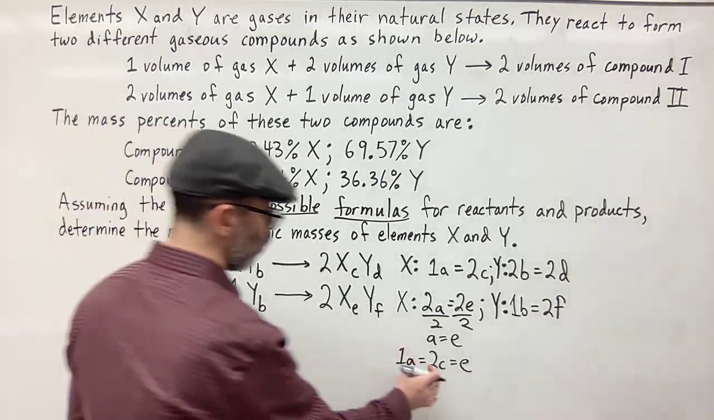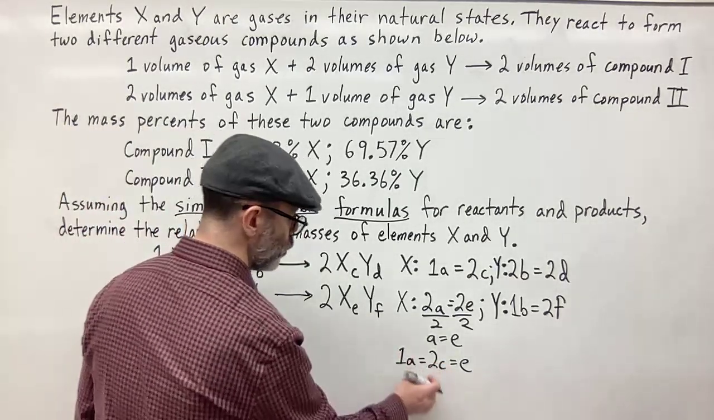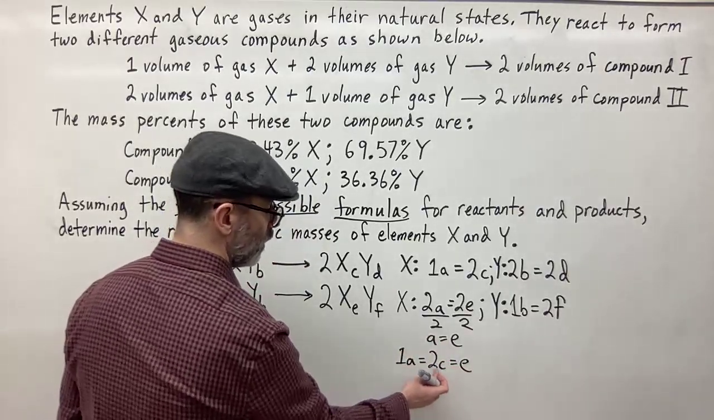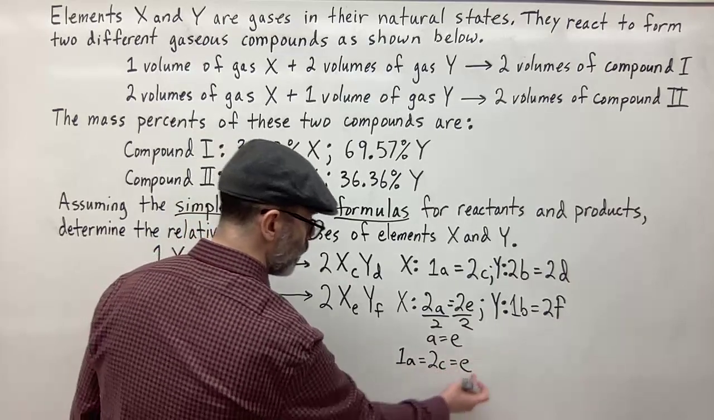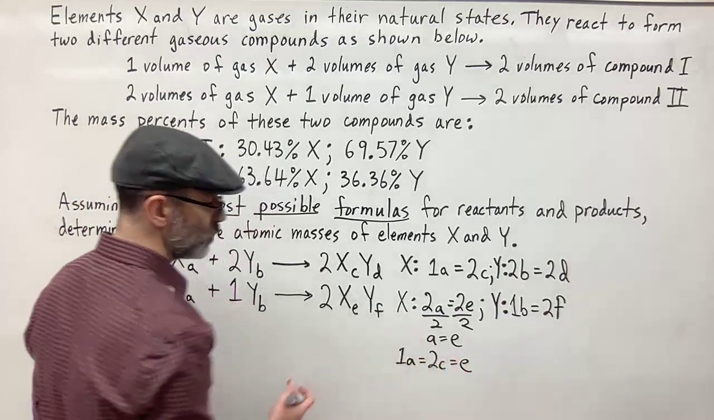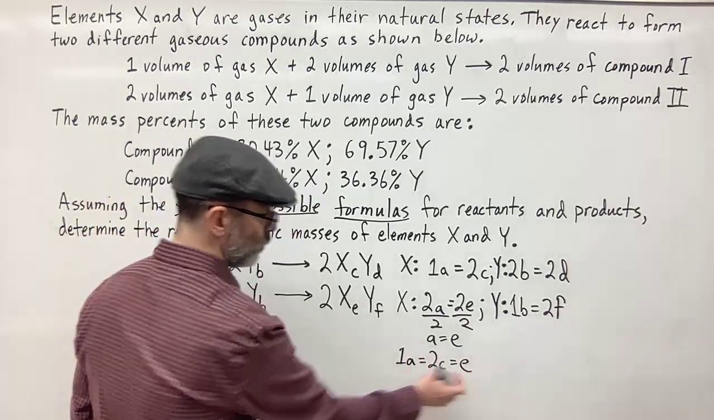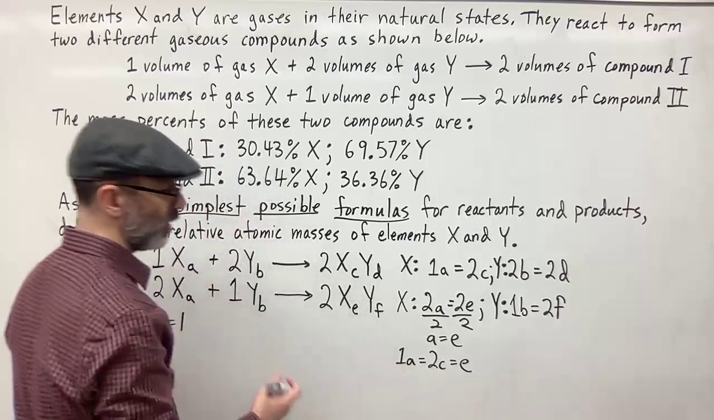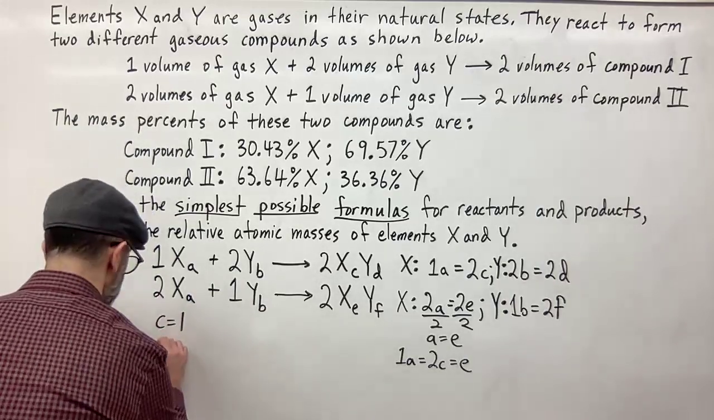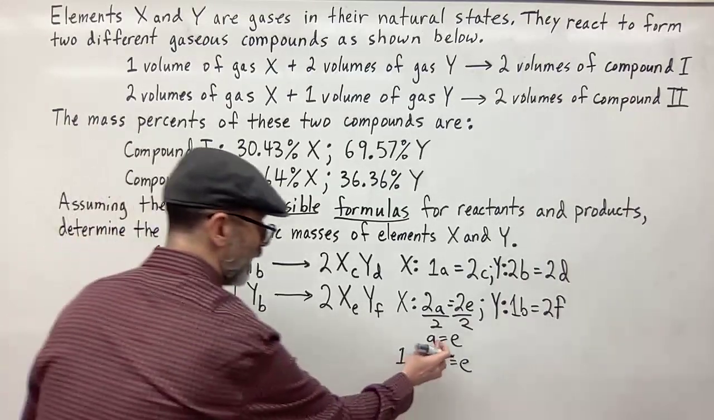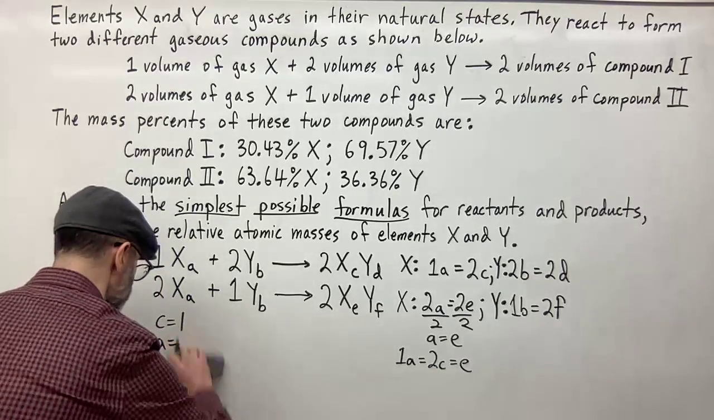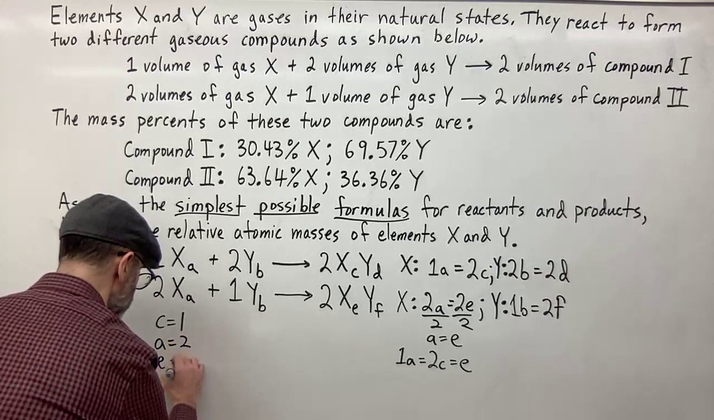Well, if C is equal to 1, 1 times 2 is 2. So that means E is equal to 2 times C. Well, if C is 1, 2 times 1 is 2. So E is going to be equal to 2. But then 1A is equal to 2C as well. If E is equal to 2, then 1A is going to be equal to 2 as well. So A is equal to 2, and since A is equal to E, then E is equal to 2.